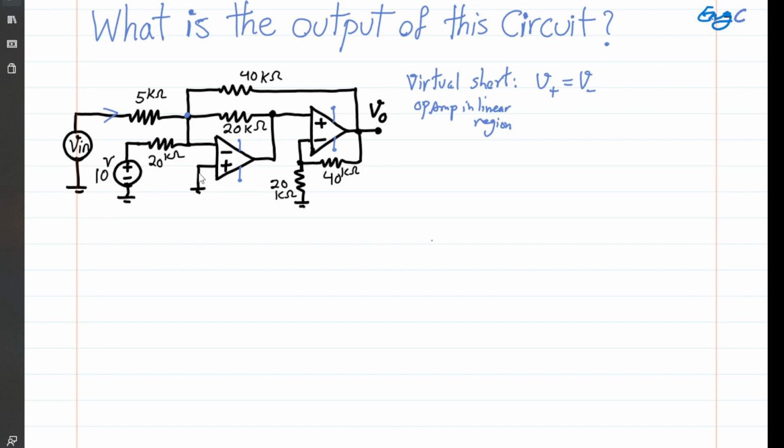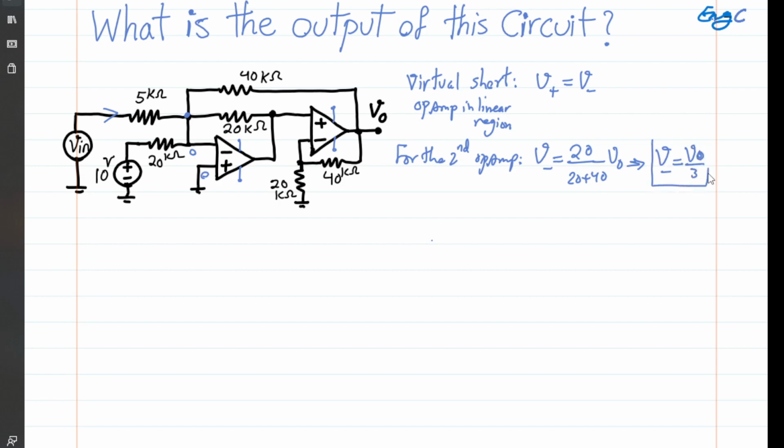For the first op amp, you can see the positive terminal is zeroed, so the negative terminal, because of virtual short, is zeroed. Now, for the second op amp, you can see that from V out, there is a simple voltage division across 40 and 20K. It's easy to observe that the voltage at the negative terminal of the second op amp is V out times 20K divided by the series of 20 and 40. So 20 divided by 20 plus 40 times V out, which means V negative for the second op amp equals V out over 3.